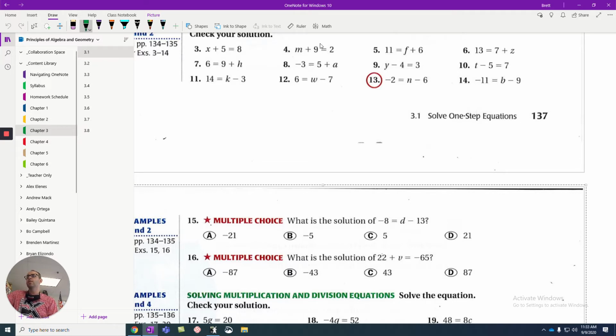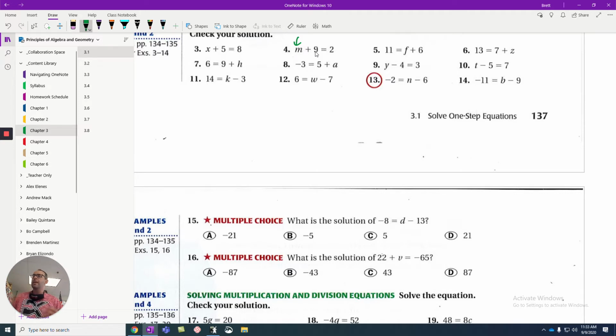For instance, if we take a look here at number 4, we notice that the variable that we're trying to solve for is the letter m, and to it someone's adding 9. I really don't want anything added to my m. I want my m to be alone. So the goal is to remove that plus 9.